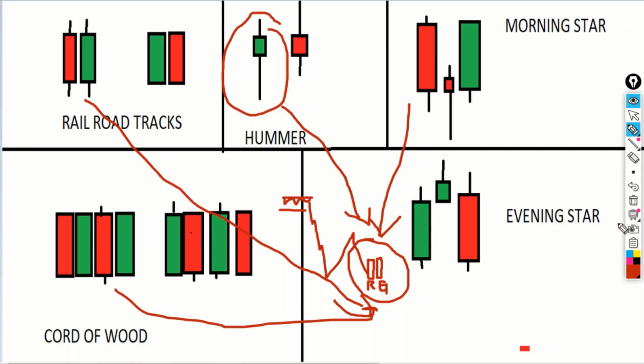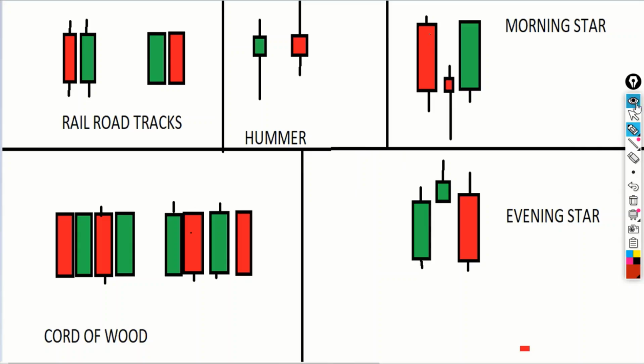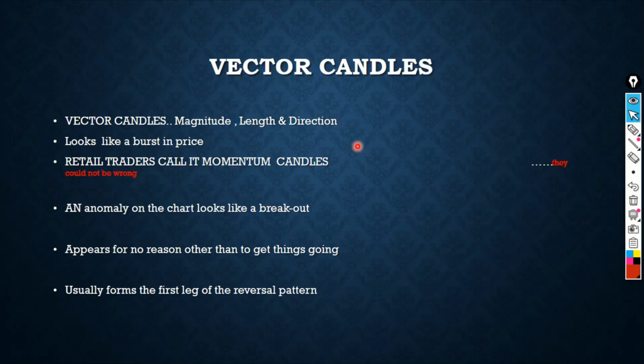Those are the candlestick types that we will look for. Don't ever go and read about the bullish engulfing, it's garbage. Don't do it. Okay, so looking at candlesticks, we have what I told you to be a vector candle. Vector is an engineering term.